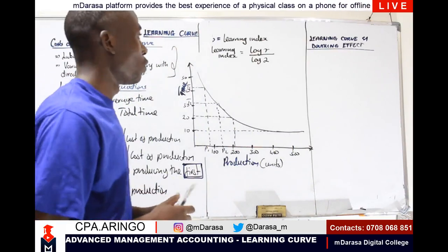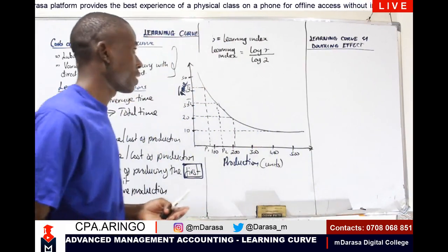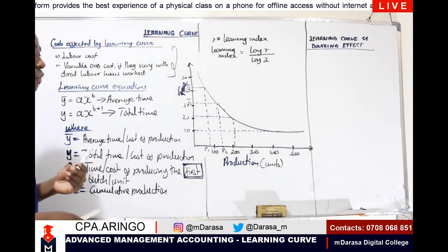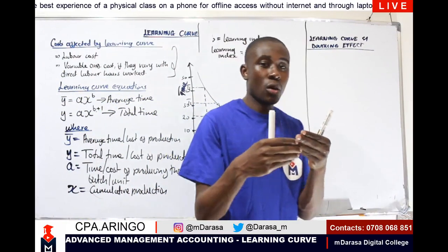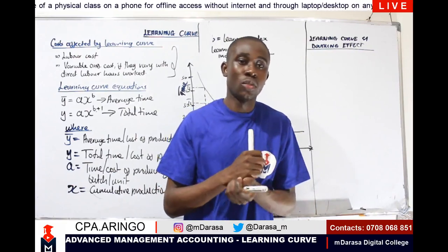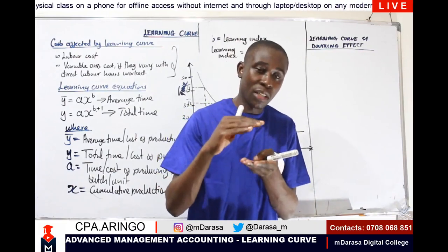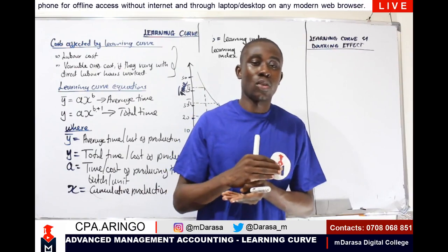So we normally say that whenever I'm looking at the learning curve concept and the doubling effect, if our production doubles, our time will tend to decrease. Our average time will be decreasing at a constant rate.